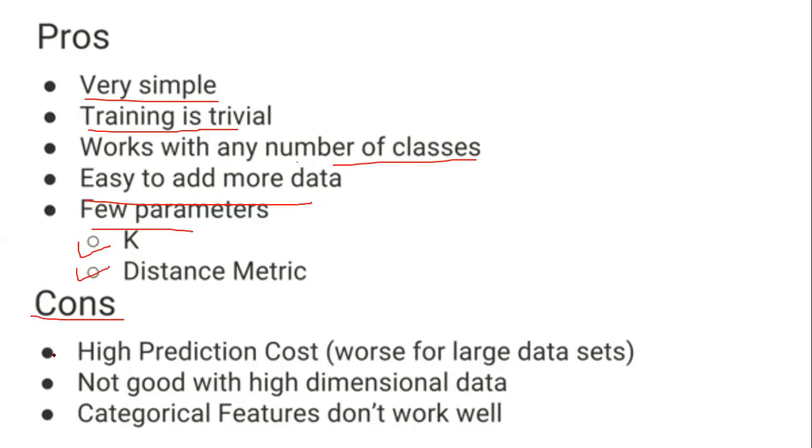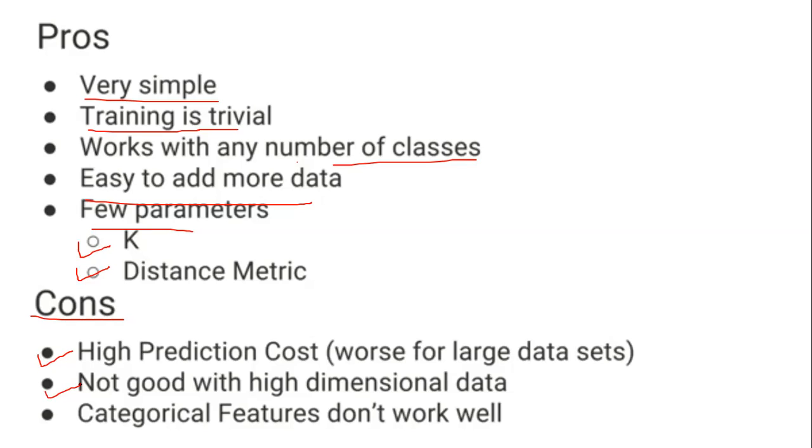Now cons, high prediction cost. To predict where a point should belong, it has a high prediction cost, in terms of you have to find the distance from all the points. It is computationally heavy, and it is not good with high dimensional data. Suppose you have a data point which has 20 parameters. So your distance will become not just (x2 minus x1) whole square plus (y2 minus y1) whole square, but plus (z2 minus z1) whole square plus a2 and so on. There are 20 parameters, so you have to find a distance in 20 dimensions, not just 2 dimensions, right?